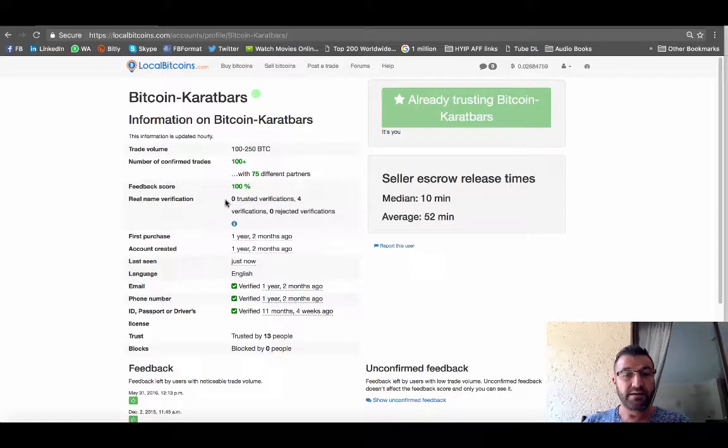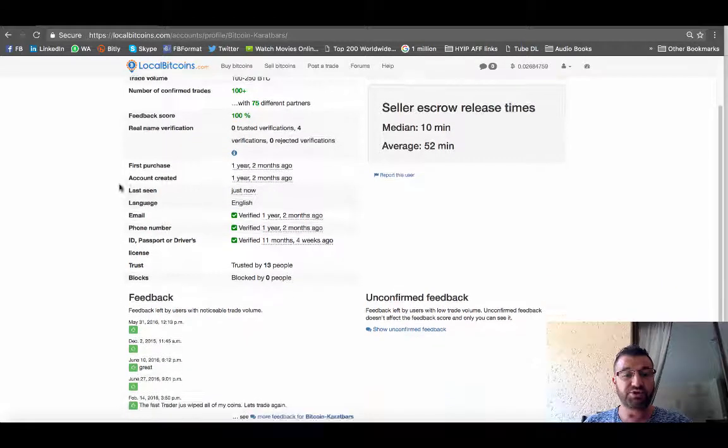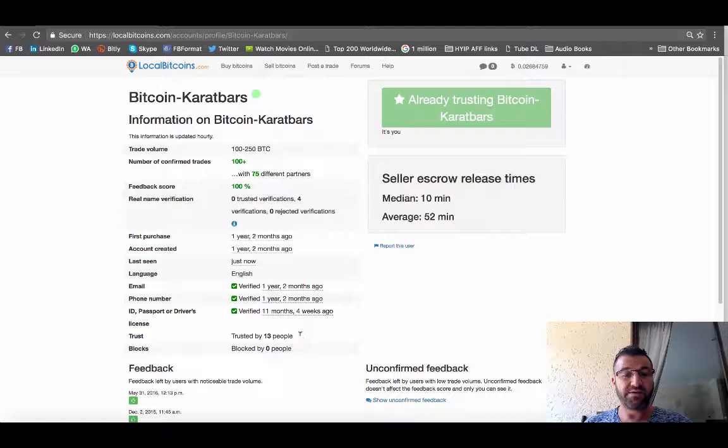It just basically tells you a little bit about your account. 13 people trust me, and nobody's blocked me, which is a good thing. So this just gives you an overview of your account.